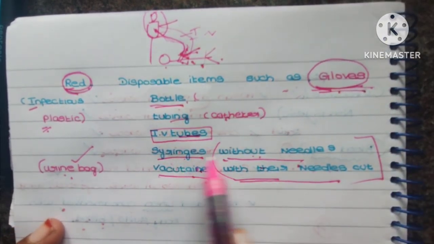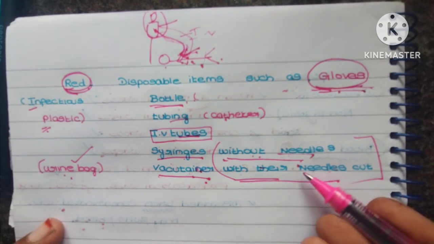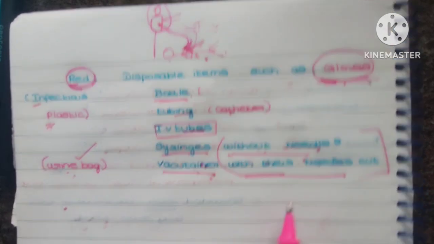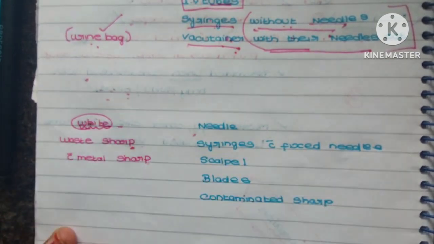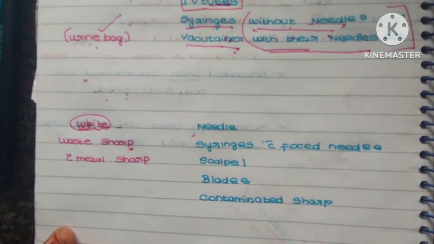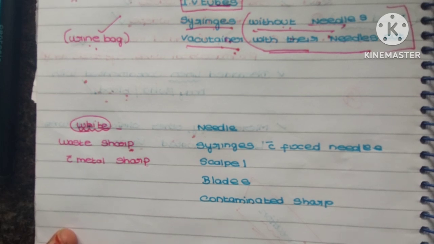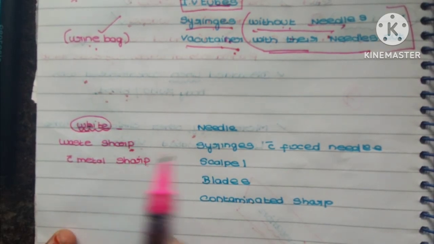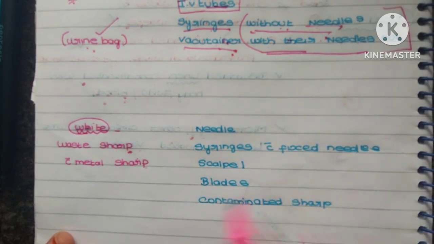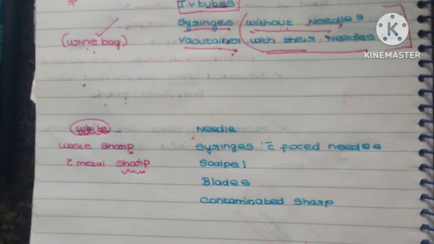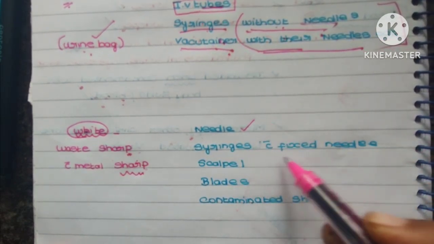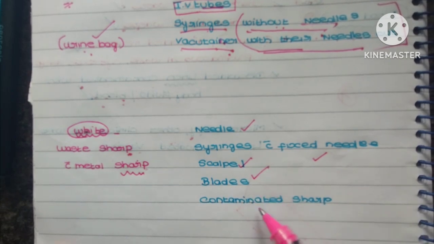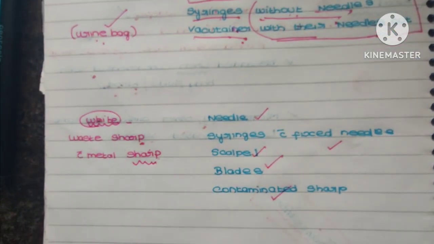If you are putting syringes without needles here, then where will we dispose of the sharp instruments? For that, it is white. You can remember white: the white color is for our profession, so we need to be very sharp, sharp in the sense of knowledge, everything. We put waste sharps and metal sharps here. White means sharp. I think there is no need for any mnemonic here: needles, syringes with fixed needles, scalpel blades, and contaminated sharps. So white is sharp. That's all. And then coming to blue.